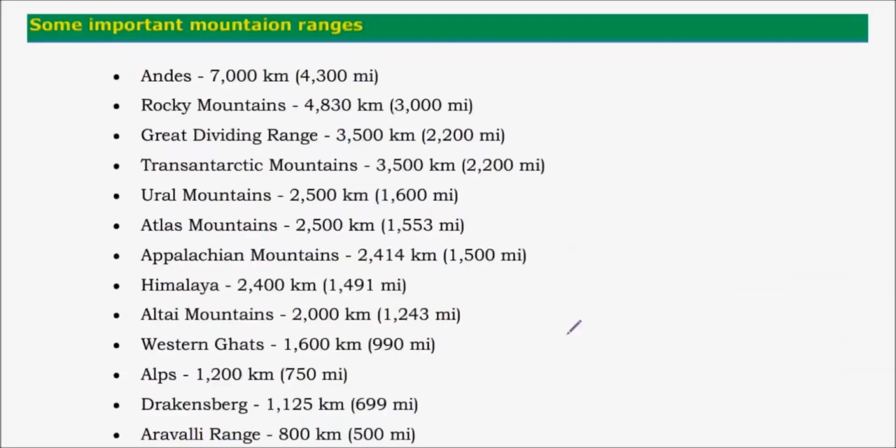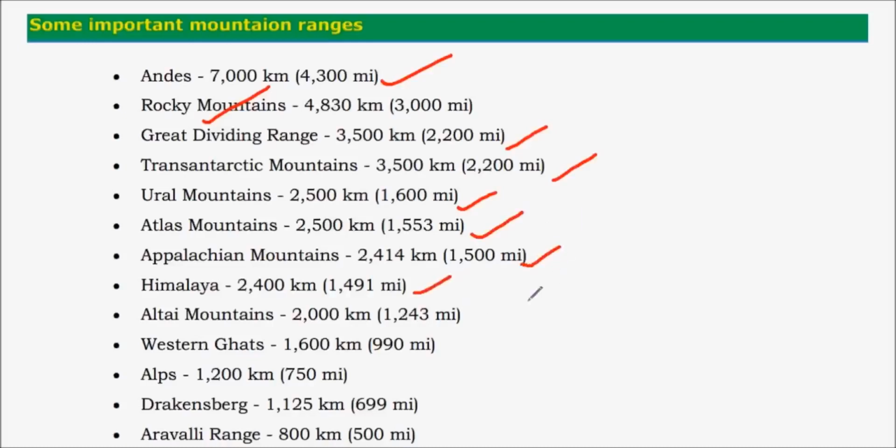These are some of the important mountain ranges across the world. The Andes are the longest mountain system in the world, spread along the western margins of South America, and the Rocky Mountains are on the western margins of North America. The Great Dividing Range is a part of Australia. The Trans-Antarctic Mountains are a part of the Antarctic region. The Ural Mountains divide Europe and Asia, and the Atlas Mountains are part of northwestern Africa. The Appalachian Mountains are in the eastern region of the USA.